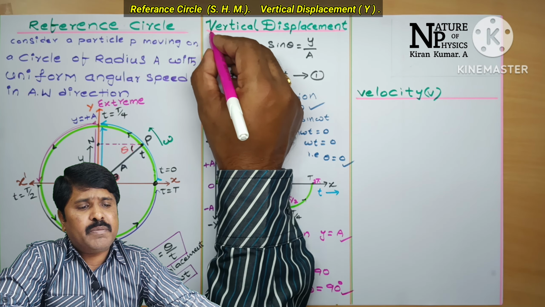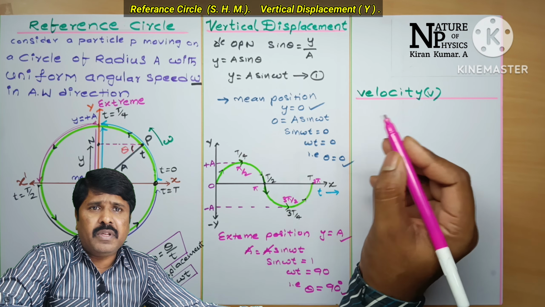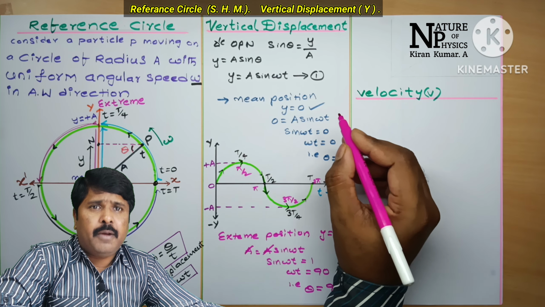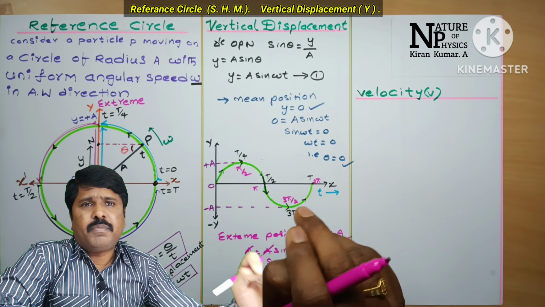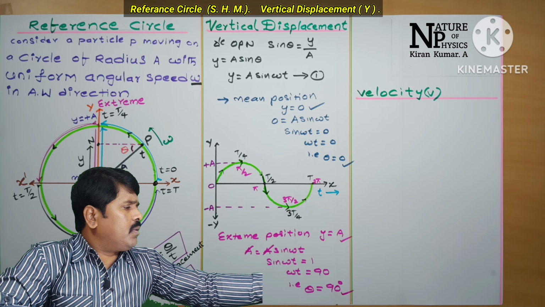What type of displacement is this? Vertical displacement. Horizontal displacement I will do in the next video, and I will provide the link in the description. Okay students, and then I am going to write the velocity there.